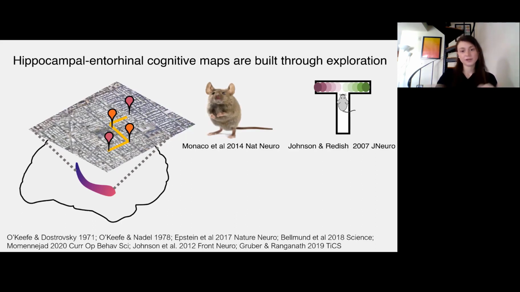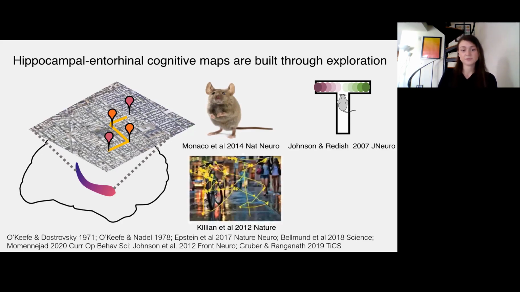And then going beyond the need for locomotion, even in primates, when they are simply visually exploring an image, so they're making saccades on a still image on the screen in front of them, while they're doing this, there's been reports of grid-like activity in the entorhinal cortex, similar to what might be observed when they're actually navigating.